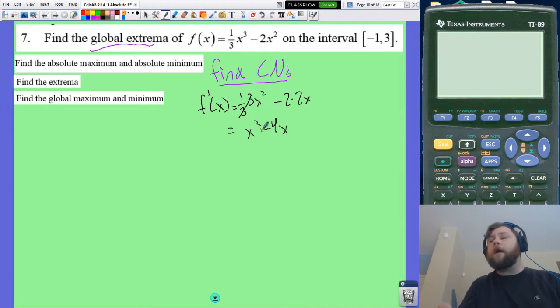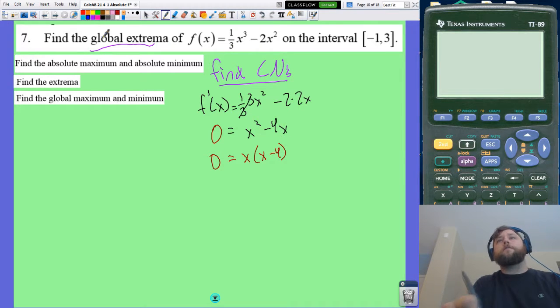Now, this is a polynomial function. It'll never does not exist. So set it equal to 0. I want to factor out an x. So you get x times x minus 4, and you're in factored form. So you can set each of those factors equal to 0. That means I have 2 critical numbers at x equals 0 and at x equals 4.